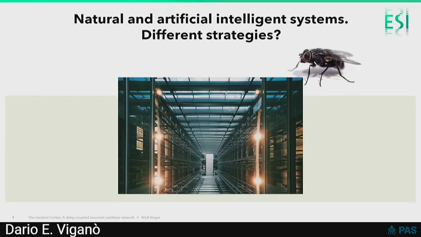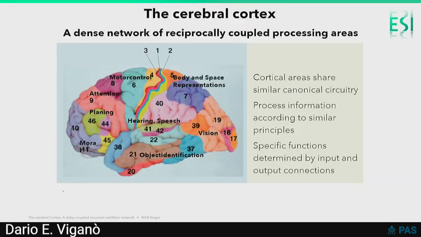Comparing those two information processing systems somehow suggests that they use different strategies. If you compare the energy consumption between this little housefly that lives an autonomous life in a dangerous environment and the supercomputers, it suggests somehow that these use different strategies.